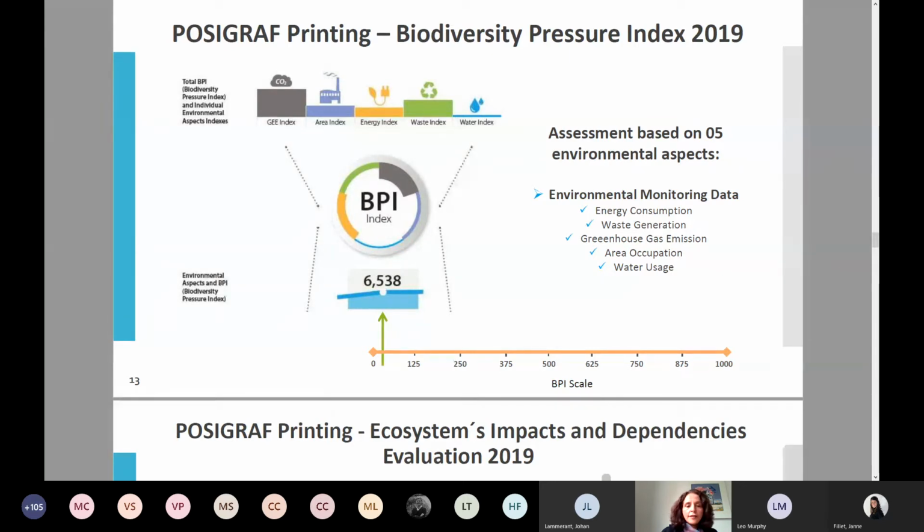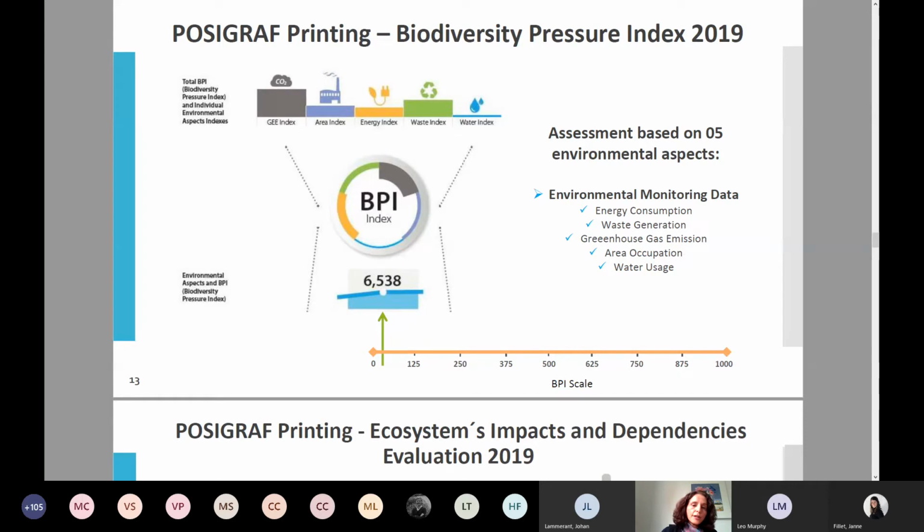And you can see underneath a BPI scale. What does that mean? This scale goes from 0 to 1,000. The bigger the index, the bigger is the organization pressure on biodiversity. In the case of Posigraph, it's a quite clean company. But if you take, for instance, we did more than 30 pilots checking the methodology, a refinery or a gas company, it can go over 700. So this is the results of a printing company and quite a clean and organized company as well.